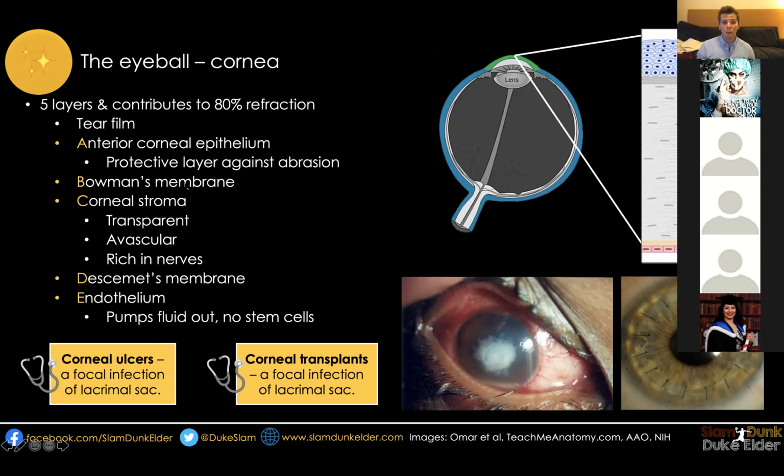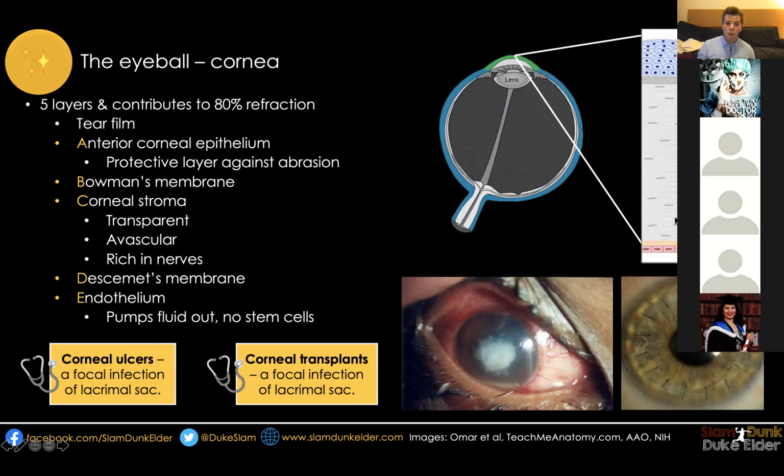Then you have Bowman's membrane. Now, Bowman is just a chap who discovered it, and the membrane itself is a basement membrane. So if you recall from your histology knowledge, every epithelium has a basement membrane that it attaches onto. It's the structural support. So if there's an epithelium, you'll always find a basement membrane. This one just happens to have a name known as Bowman's membrane.